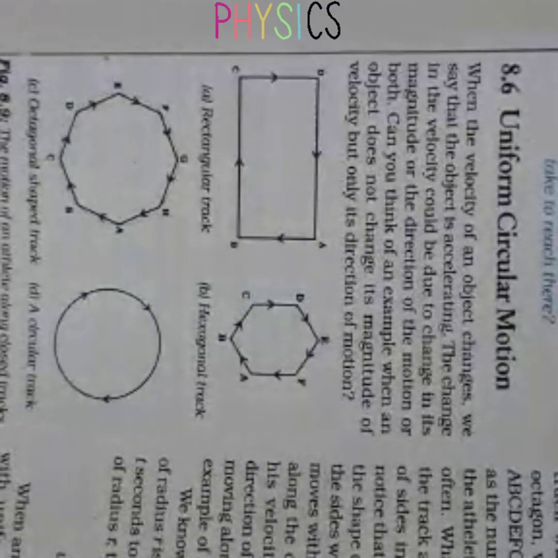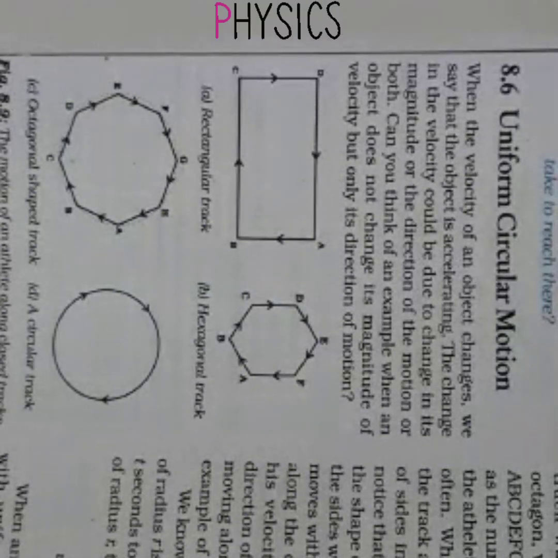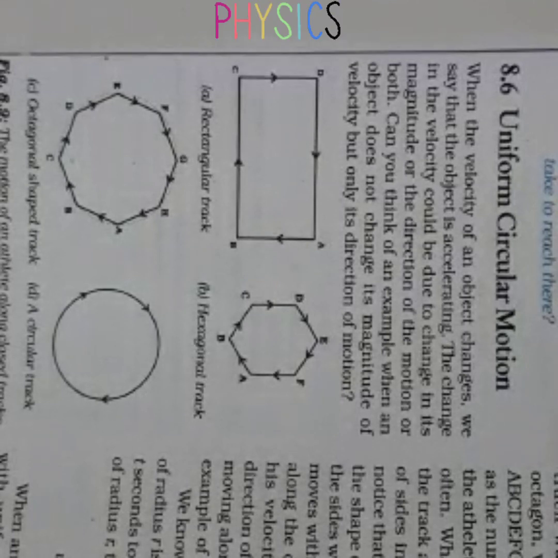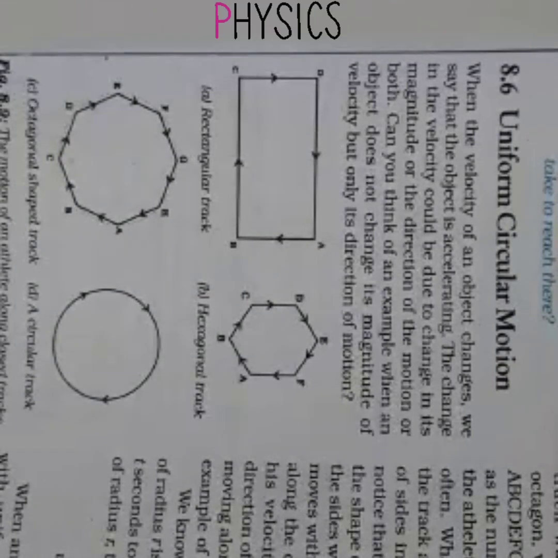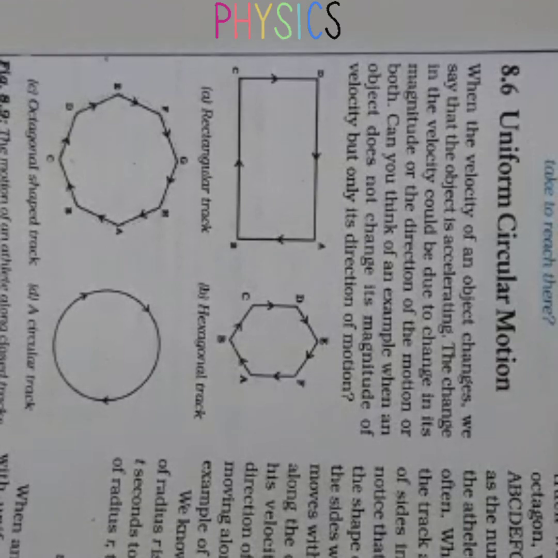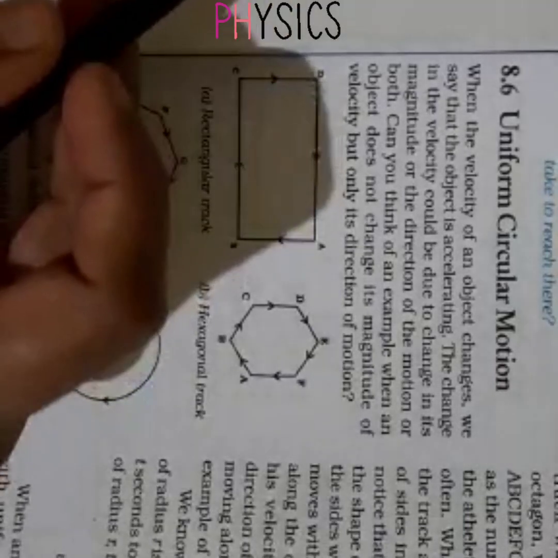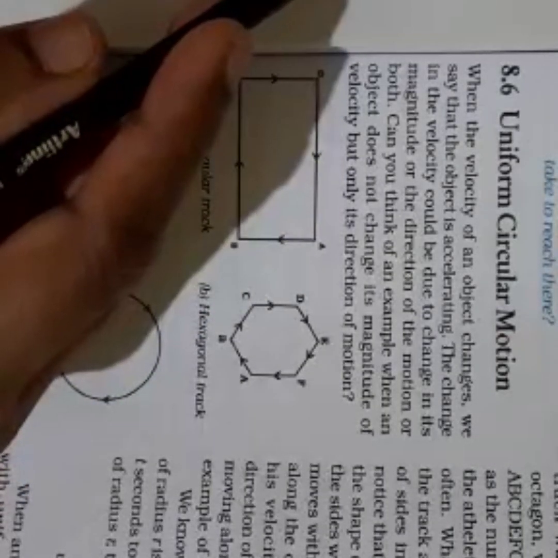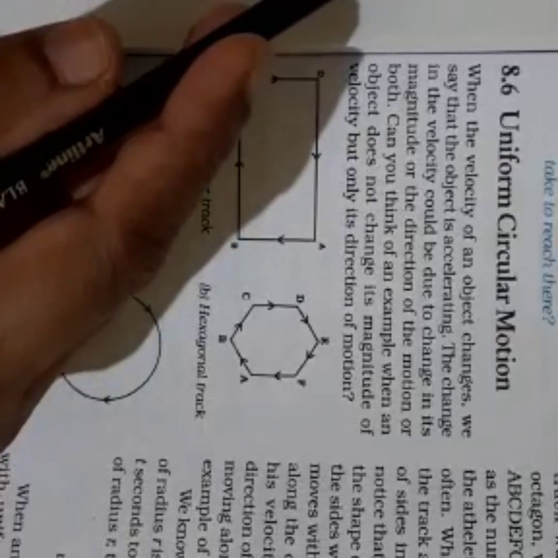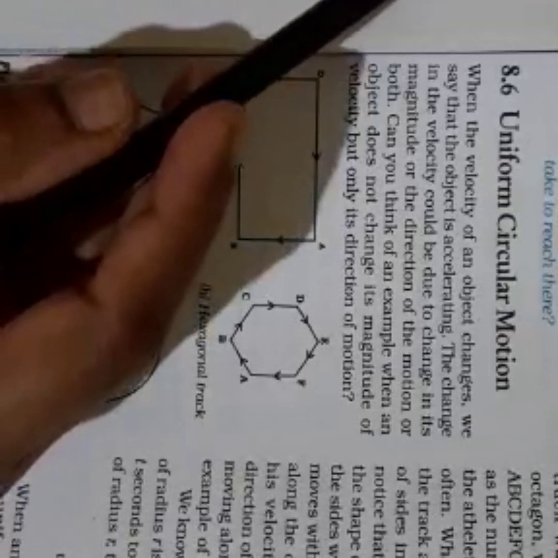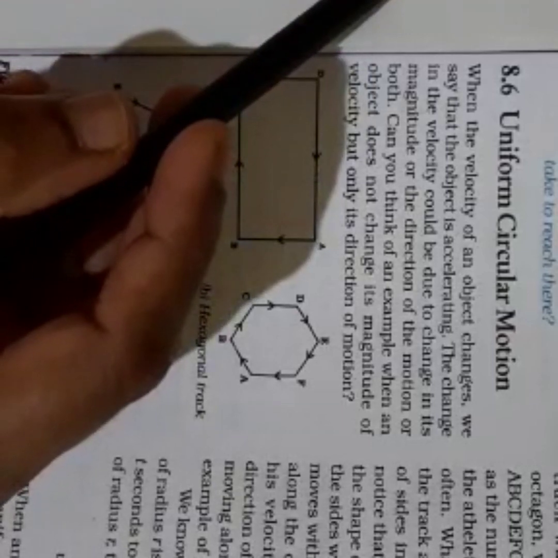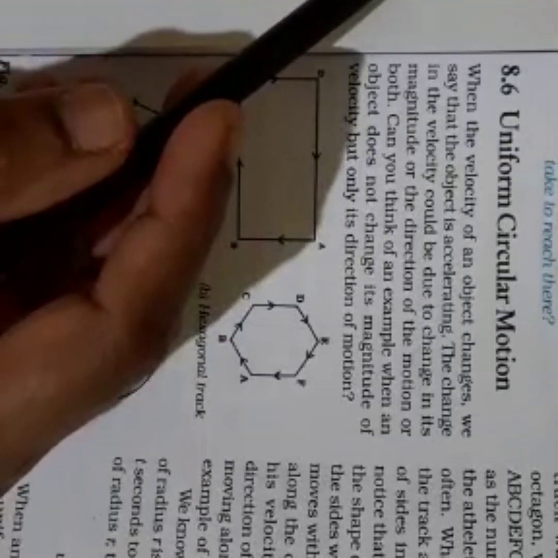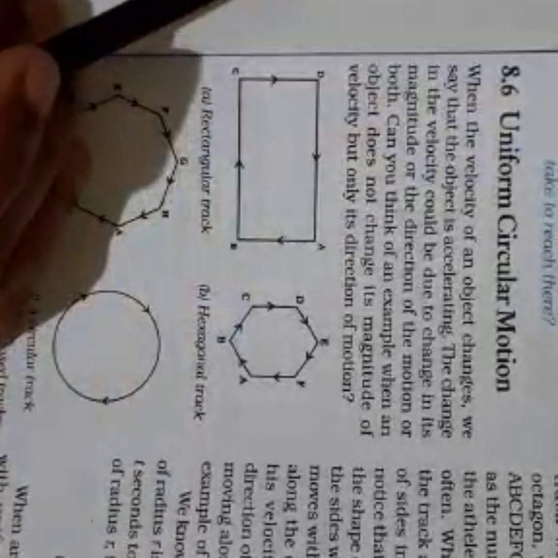Today we will study uniform circular motion. When a body or object moves along a circular path, its direction of motion keeps changing continuously. In this figure we can see that the speed in this circular path is the same, but its direction of movement is changing continuously. That means its velocity is changing continuously.